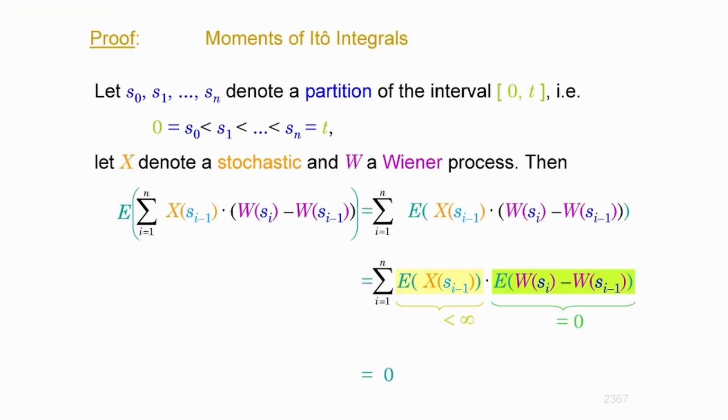That illustrates why the expectation is actually 0 too. The expectation of the Itô integral is the limit of this expression. This converges to the expectation of the Itô integral, but since this is 0, the expectation of the Itô integral is 0 after all. So that's not a big deal.